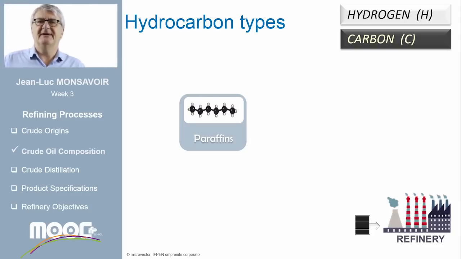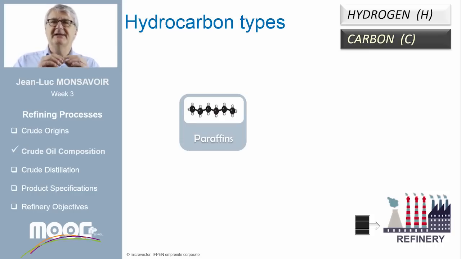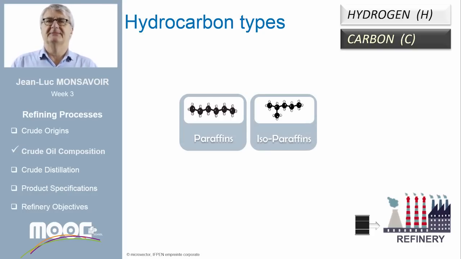In crude oil, you can find naturally four types of hydrocarbons. First, we have paraffins. Paraffins are linear hydrocarbons made up of carbon and hydrogen atoms. Long linear paraffins are also called waxes. Second, isoparaffins, which are non-linear paraffins with one or multiple small groups of carbon and hydrogen attached to them.